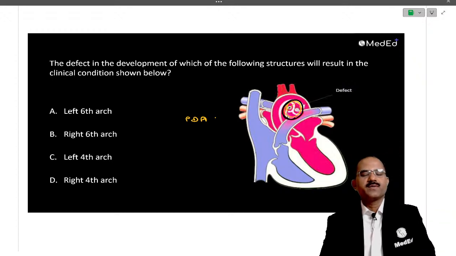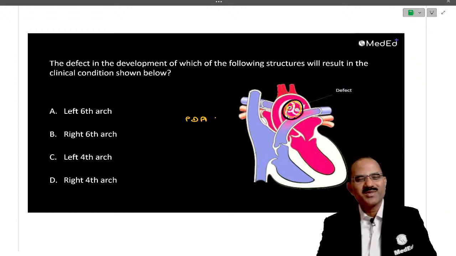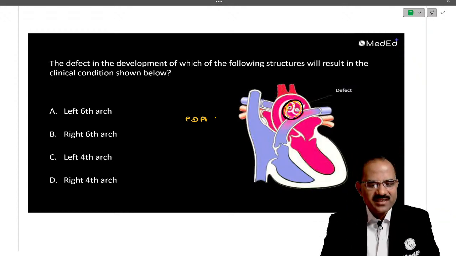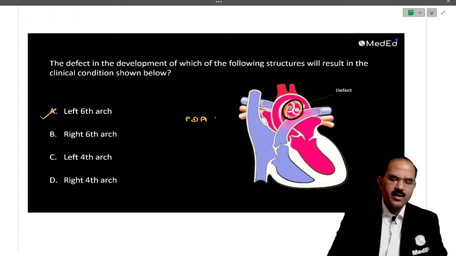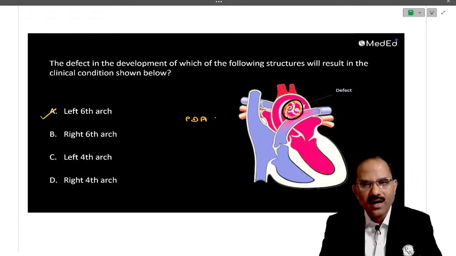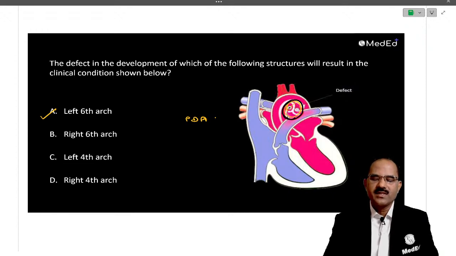Patent ductus arteriosus. Excellent. Drug of choice. Very good. That's a patent ductus arteriosus, and this is due to the left sixth arch artery.